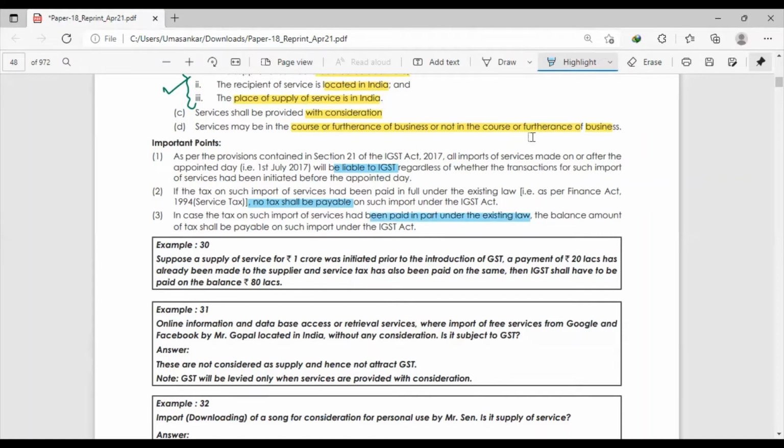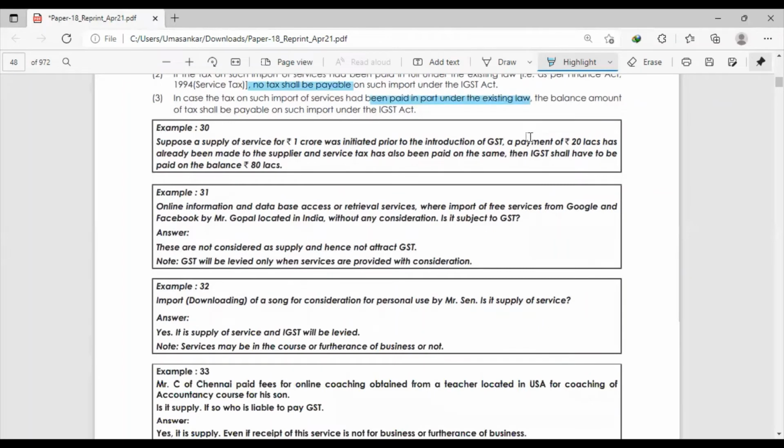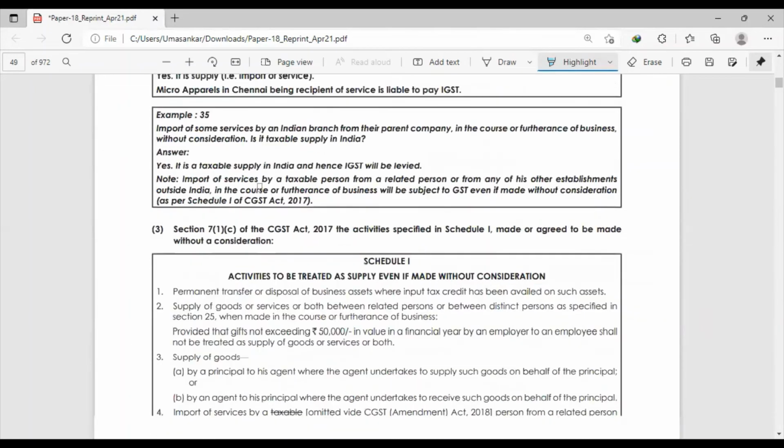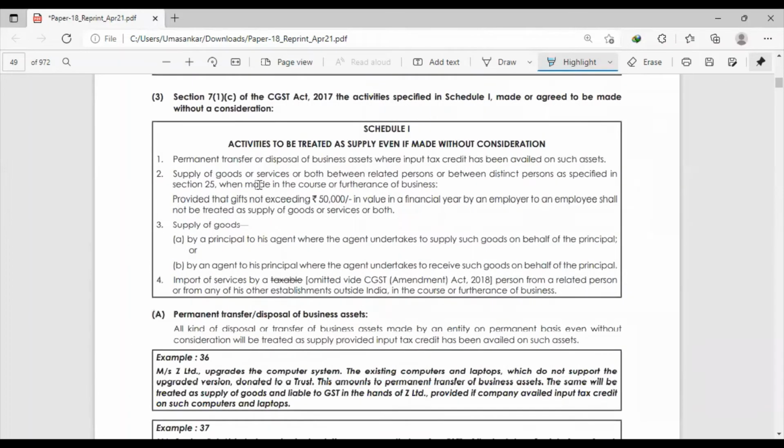Okay. Let's take an example for a better understanding. Suppose the supply of service for 1 crore was initiated prior to the introduction of GST. A payment of 20 lakhs has already been made to the supplier and service tax has also been paid on the same. Then IGST shall be levied or paid on the balance amount of 18 lakhs. Third case, okay. Rest all you can go through it. Examples. We'll go to the next section, that is 7.1 subsection C.